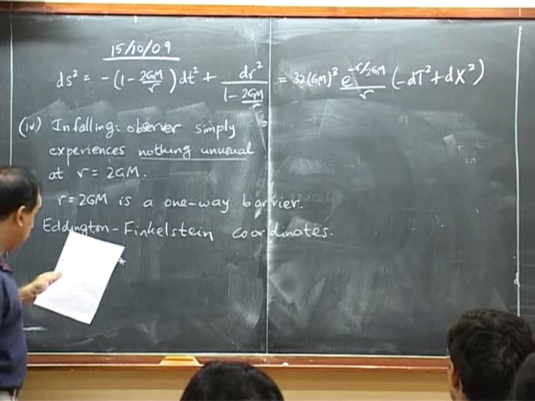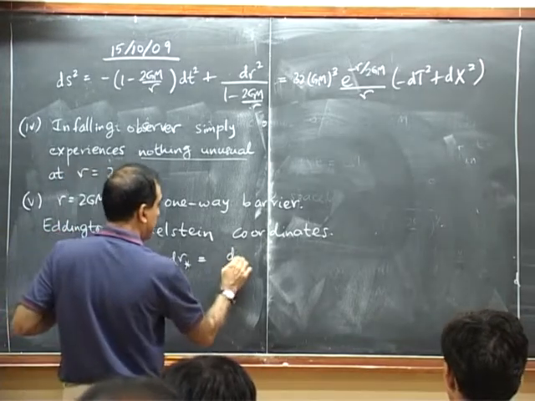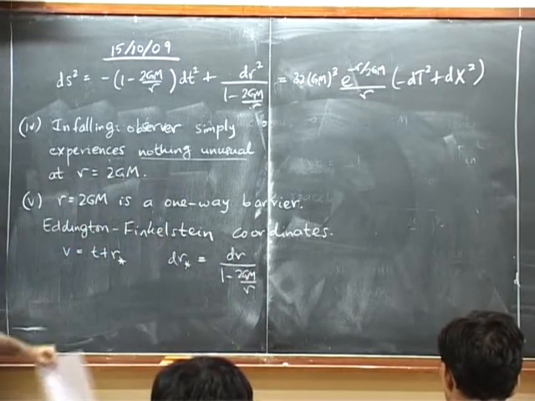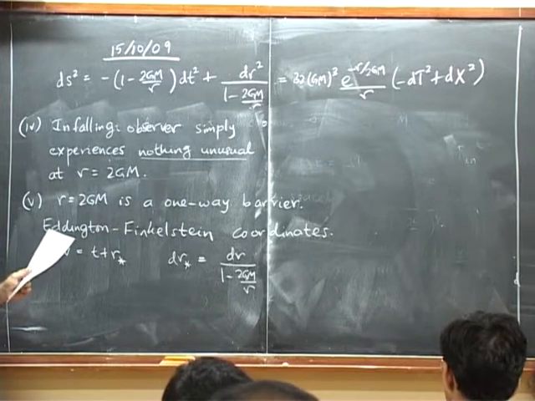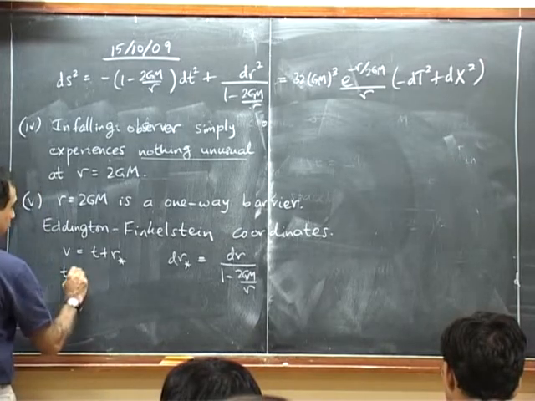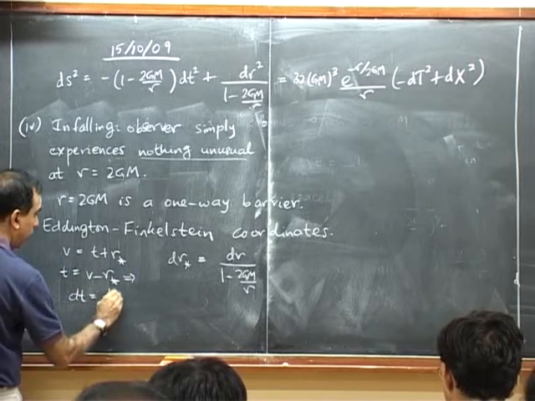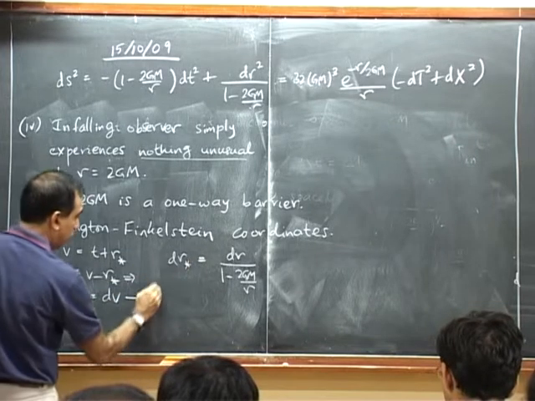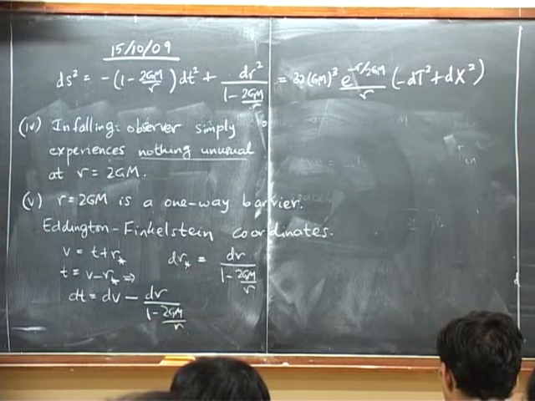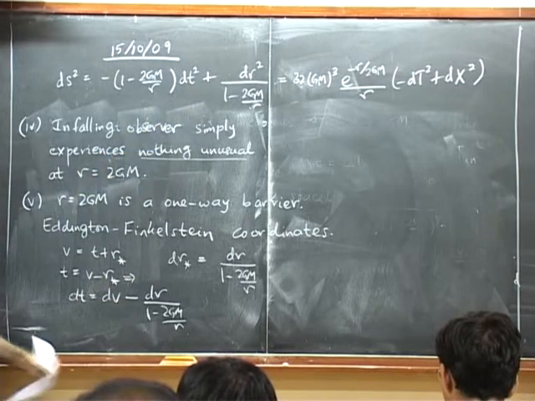So because of the definition of R star, if you remember, dr star is the same as dr upon 1 minus 2GM upon R. So R star is by definition just the integral of the right hand side. Okay, and from this equation we get that T is V minus R star. So dt is dV minus dr star, which is that. Now I've got dt, that's the only thing I need to eliminate from this metric, and I'll be in Eddington-Finkelstein coordinates.